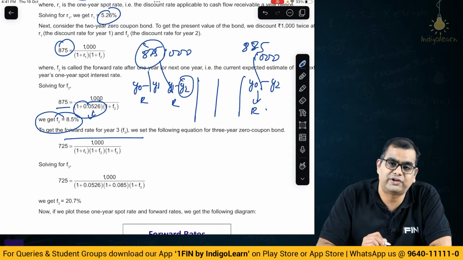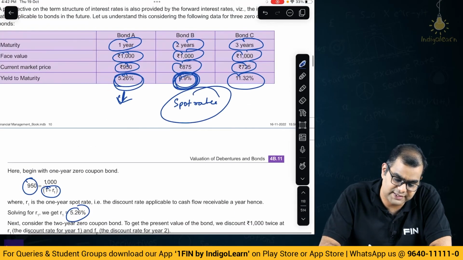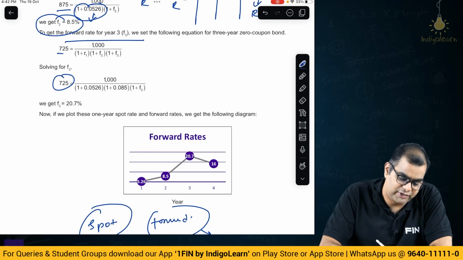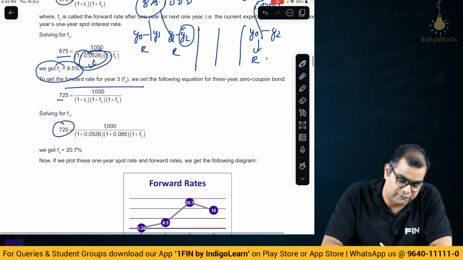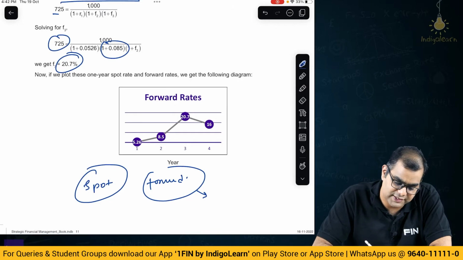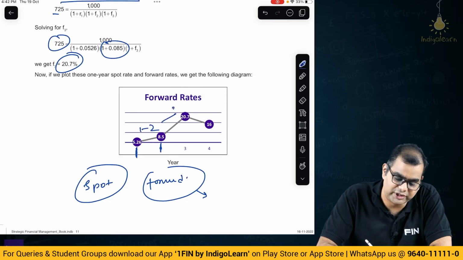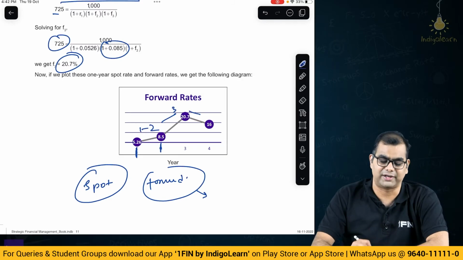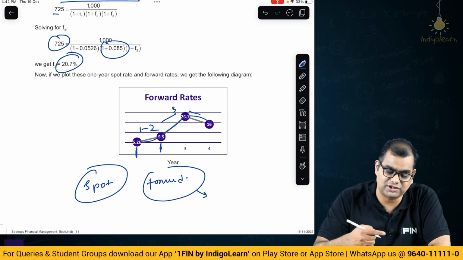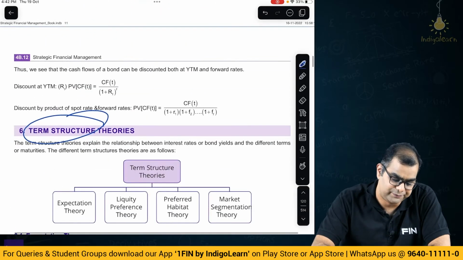In the same way, to get the forward rate for year 3, 725 is the price, and 11.32 is the 3-year rate. So, 725 is equal to 1000 by the first year rate of 0.0526, the second year rate of 0.085, and (1 + F3). You solve for F3, you get 20%. Now, if you look at these rates, for 1 year the interest rate is 5%. From year 1 to year 2, it is 8.5. Year 2 to year 3, it is 20. Year 3 to year 4, it is some other number. So, this is how you plot forward rates. You do bootstrapping, or you use the term structure of interest rates to figure out the forward rates.